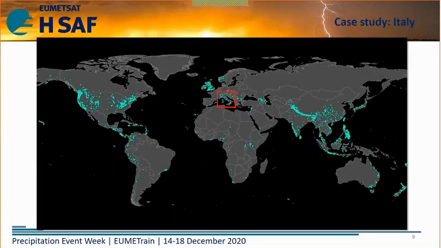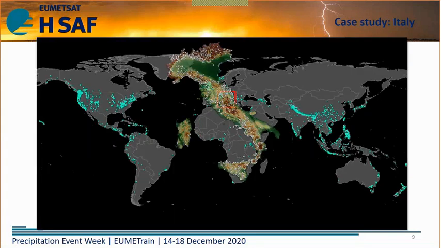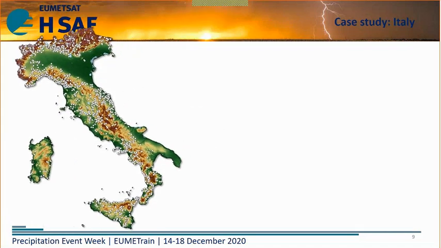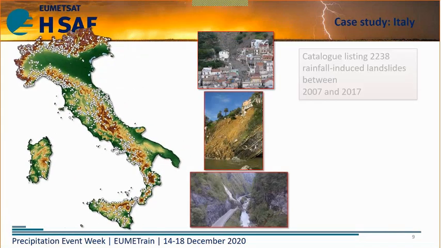To answer this question, we considered a catalog, built with my colleagues at IRPI, of more than 2,000 rainfall-induced landslides that occurred in Italy during the period 2007-2017. Here you can see the spatial distribution of the landslides, and we can see that they occurred basically everywhere in Italy, so it's a very hot topic for us.